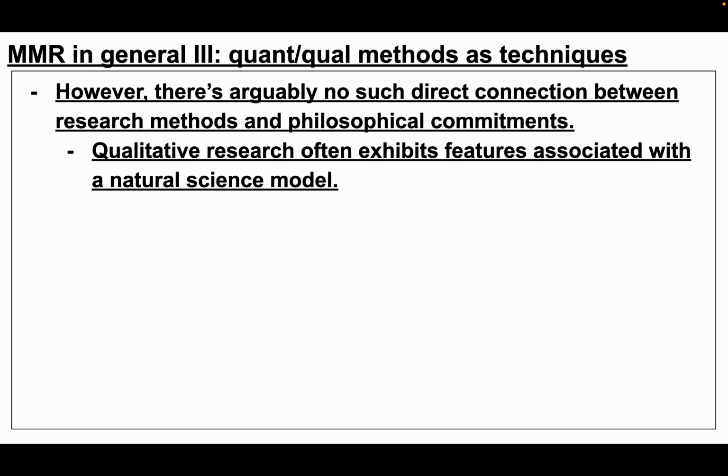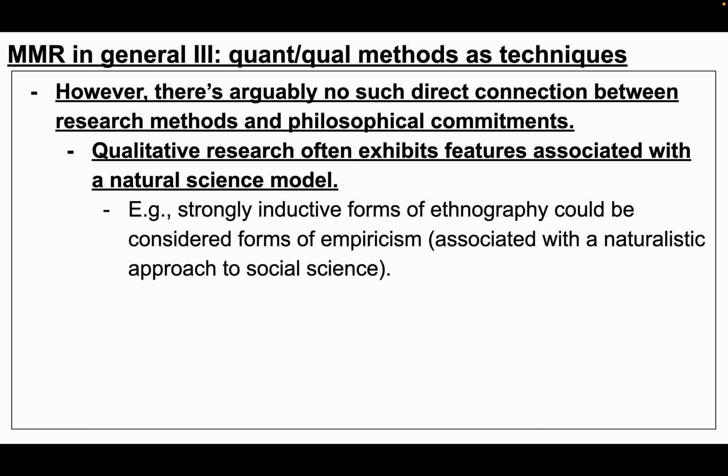So that would be one possible argument. Also, another argument would be that qualitative research oftentimes exhibits features associated with a natural scientific model. So strongly inductive forms of ethnography could be considered forms of empiricism, which is, generally speaking, associated with a naturalistic approach to social science. So if you say, well, I'm trying to avoid all theory, I'm just going to go see what the world tells me, generally speaking, the best approach for that by far is ethnography rather than some kind of survey research, because with survey research, you have to ask questions. You have to know what you're likely to encounter.